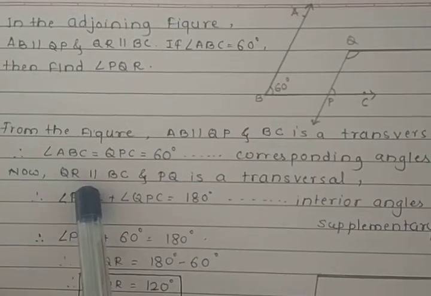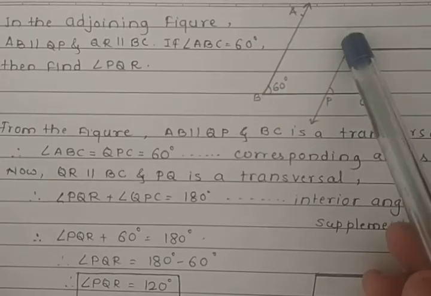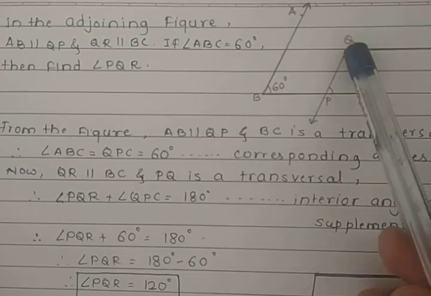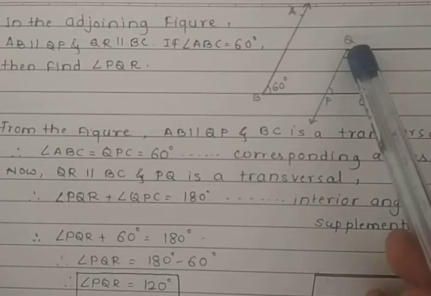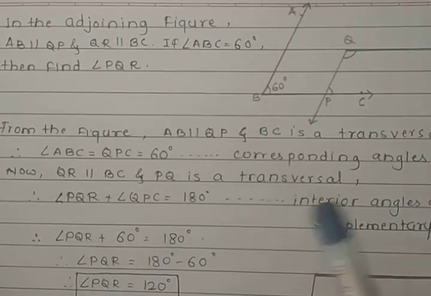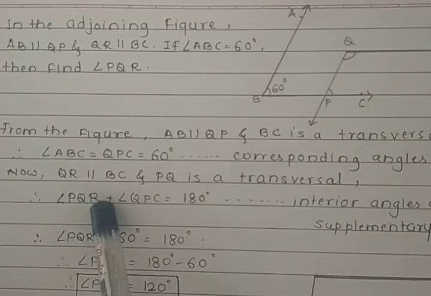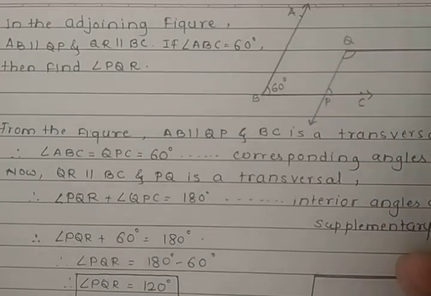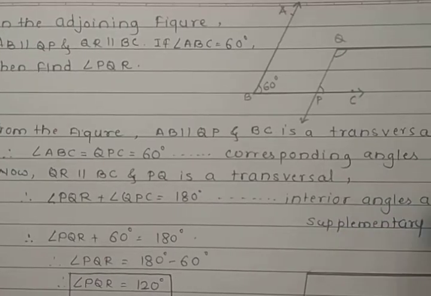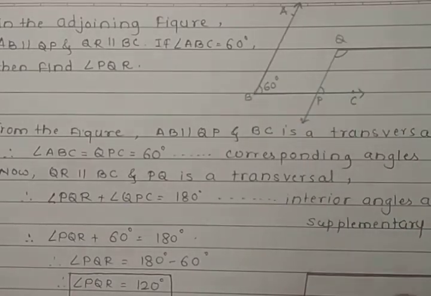Now QR parallel BC, second pair, and QP or PQ is a transversal, right? Now what is the relation between these two angles? You can see that these are interior angles, right? As we know, interior angles are supplementary, so we can add these two. So angle PQR plus angle QPC is equal to 180 degrees. Why? Because interior angles are supplementary, because these two lines are parallel. That's why.